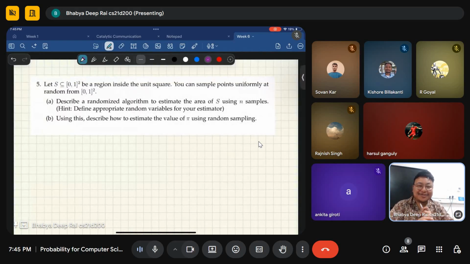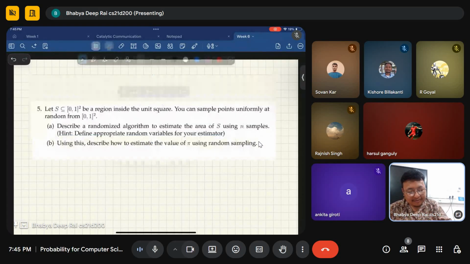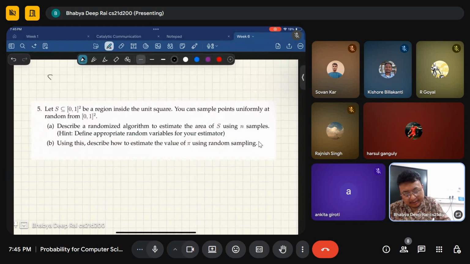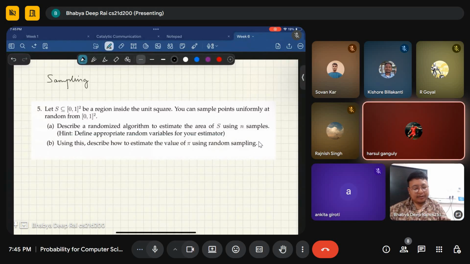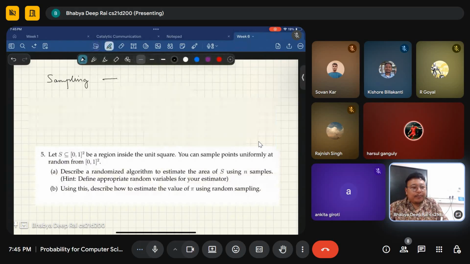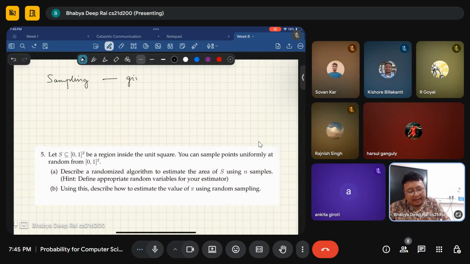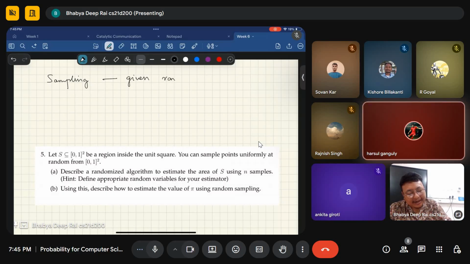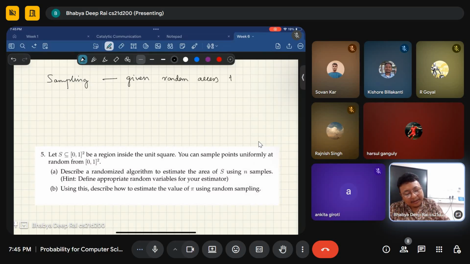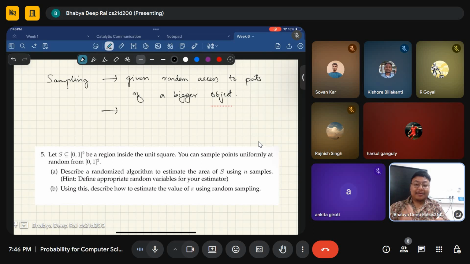Yeah, let's quickly do this question. Okay, so it's about sampling. We are moving on to sampling. So what is sampling? Sampling means you are given random access to parts of a bigger object. Okay, and you are given limited, random access to parts of a bigger object.